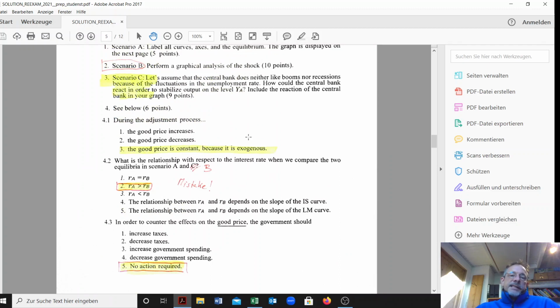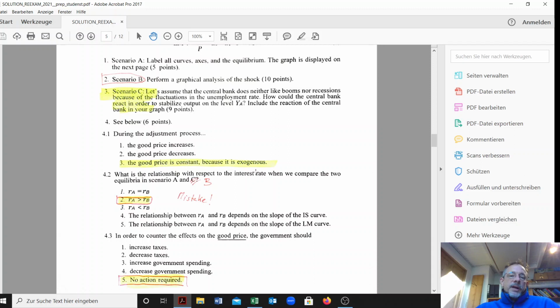In the ISLM model, the goods prices are constant because the goods prices are exogenous. So during the adjustment process, the goods prices are constant in the ISLM world. Then what is the relationship with respect to the interest rate when we compare the two equilibria in A and B? There was a mistake in the exam, so I corrected this mistake. The interest rate dropped. RA is larger than RB.